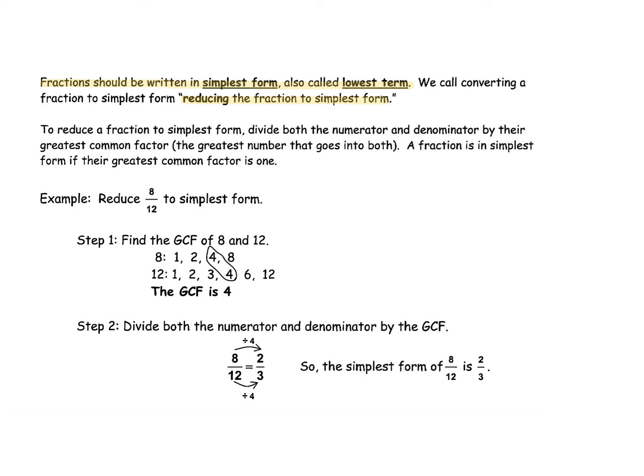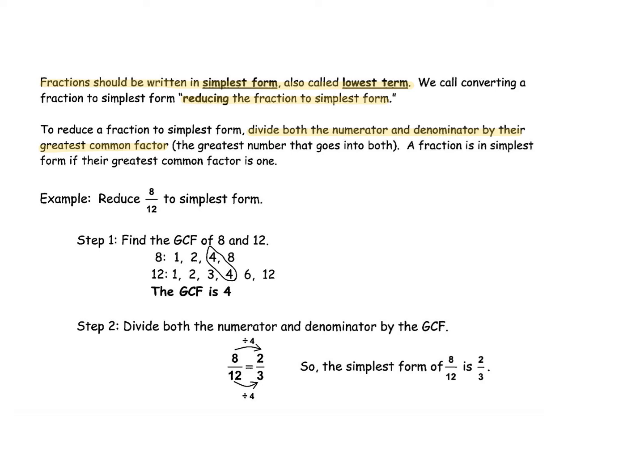And then to reduce a fraction to simplest form, divide both the numerator and denominator by their greatest common factor, the greatest number that they both can be divided by. And for a fraction in simplest form, the only greatest common factor is 1. So write down what's highlighted. You don't have to write down all of it.